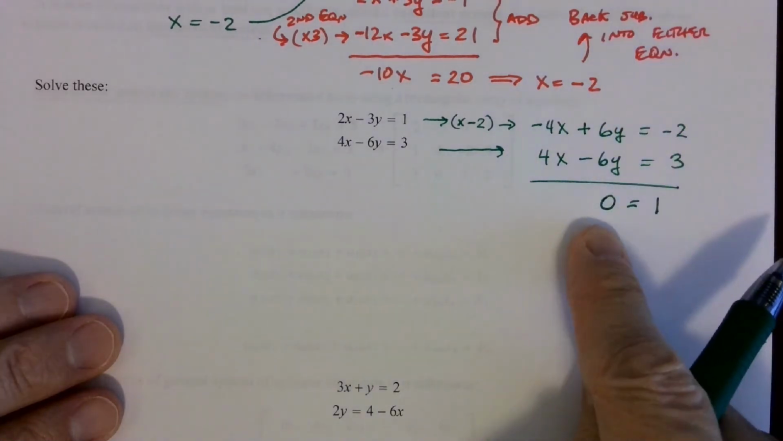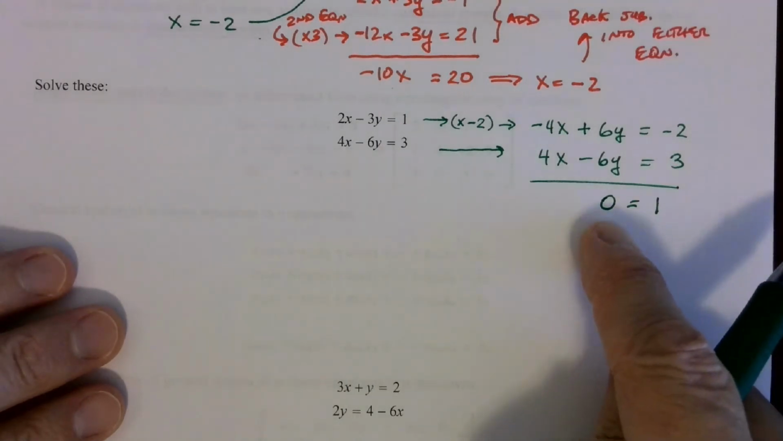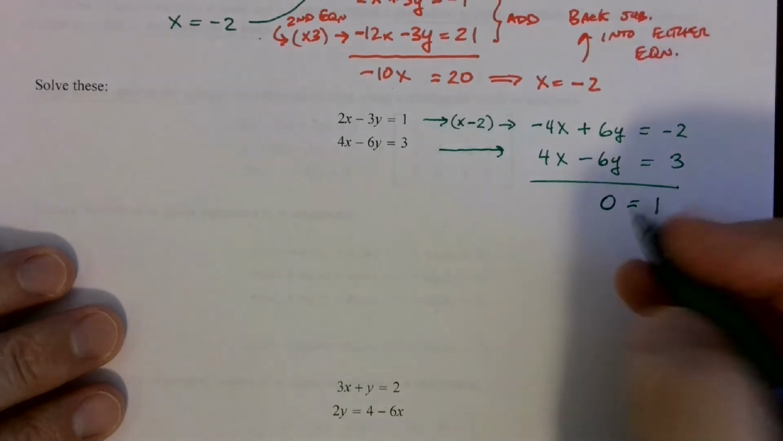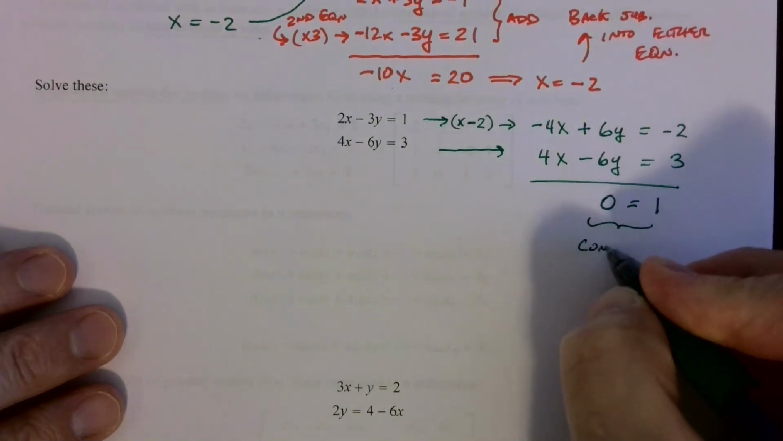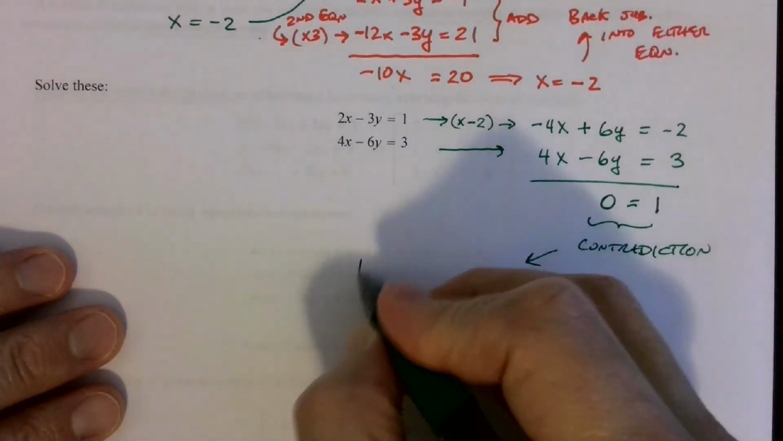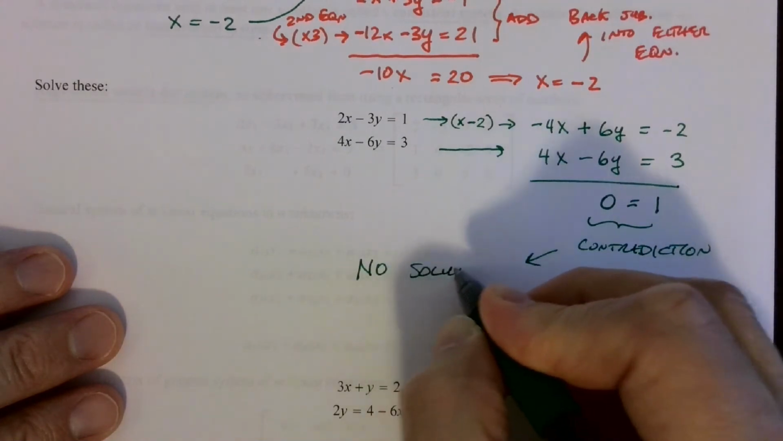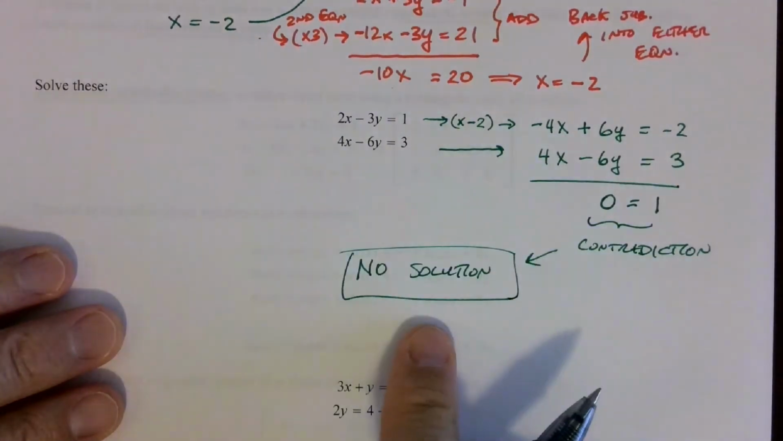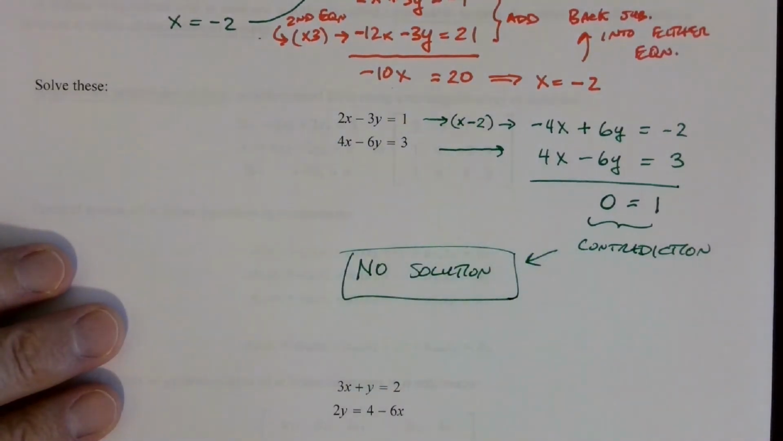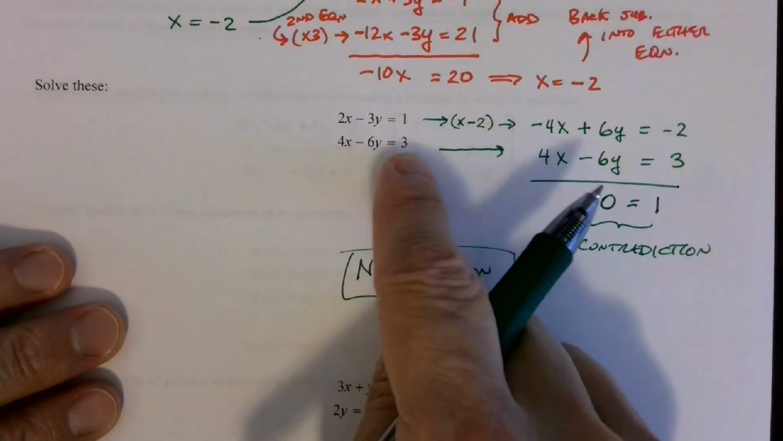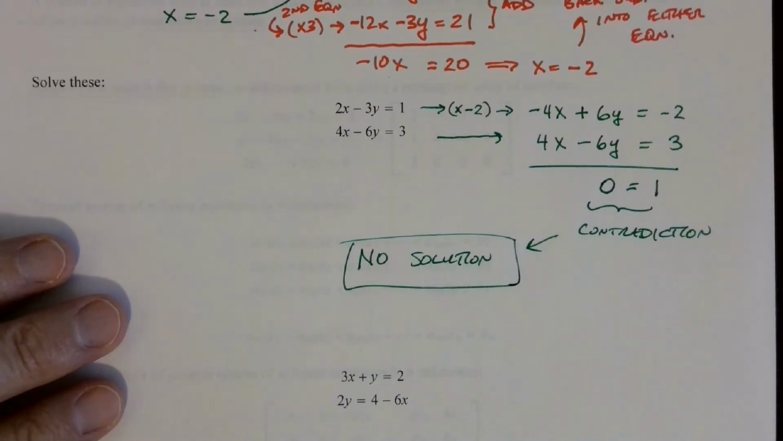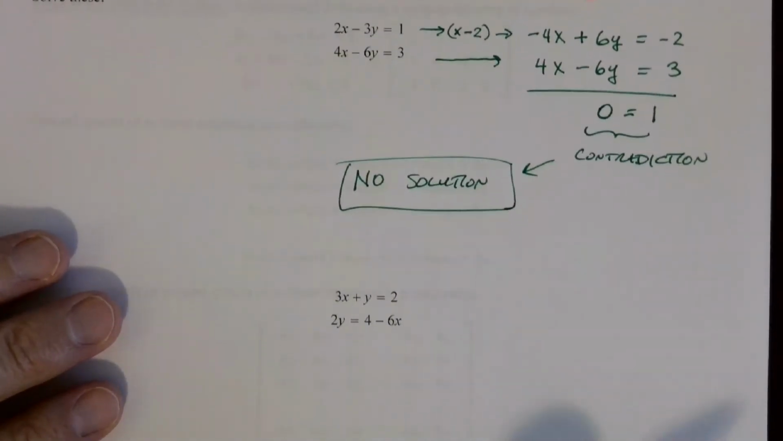That is false. It is a false statement, or what we call a contradiction. 0 can never equal 1. So this is a contradiction, and therefore that tells me that there is no solution to this system. In other words, there is no value of x and y that will satisfy both equations simultaneously. There's lots of values of x and y that will satisfy any one of the two equations, but none that are in common. Okay, so that's an interesting situation.